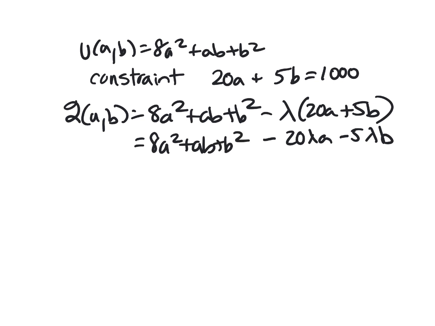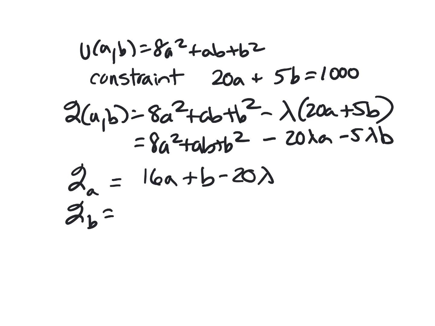Okay, so now let's find the derivative just with respect to A. So again, that means B is a constant. So we've got 16A plus B minus 20 lambda. Then the partial derivative with respect to B, so it means A is a constant. So we've got A plus 2B minus 5 lambda, setting these each equal to 0.